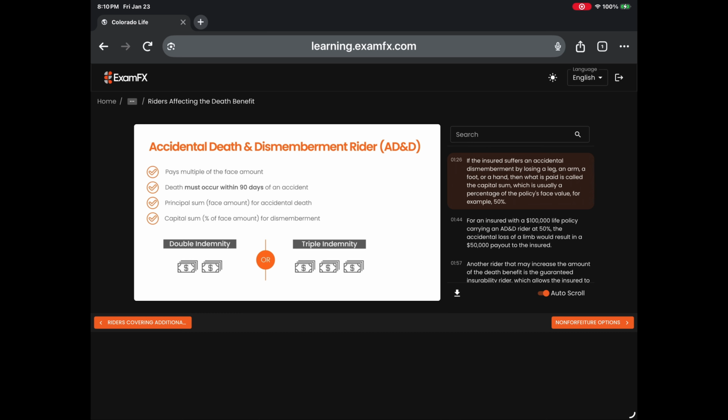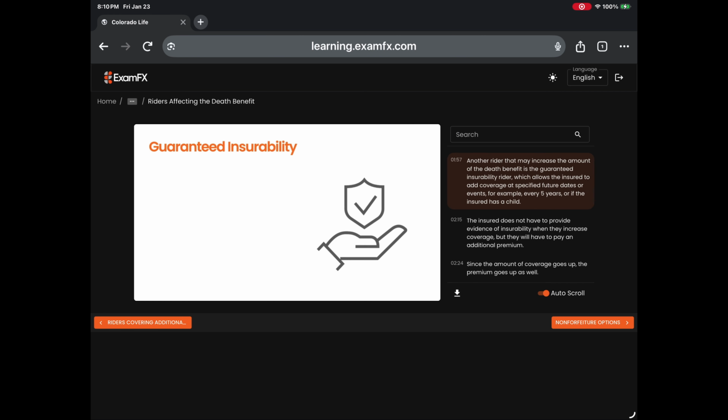For example, 50%. For an insured with a $100,000 life policy carrying an AD&D rider at 50%, the accidental loss of a limb would result in a $50,000 payout to the insured. Another rider that may increase the amount of the death benefit is the guaranteed insurability rider, which allows the insured to add coverage at specified future dates or events.